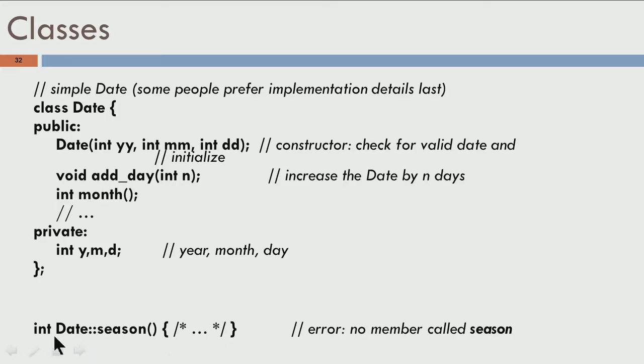So, if I end up defining, let us say I design a function called int date : season, this is supposed to return 0, 1, 2 or 3 depending on whether it is winter, spring, summer and autumn, let us say that is what we want to do. If you do int date : season, it means you are looking at a function called season, which is a method inside this class called date. However, the class called date does not have a method called season. The compiler will catch it and tell you that it is an error.